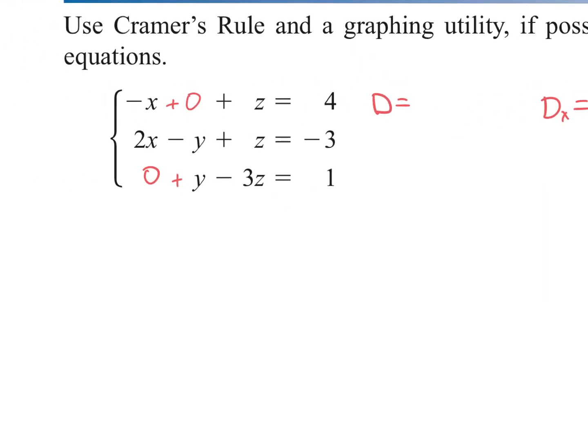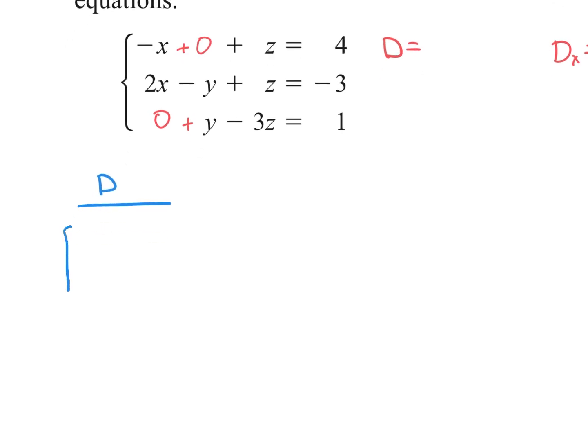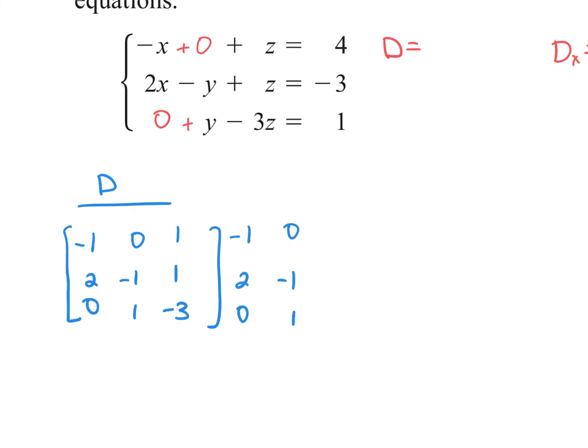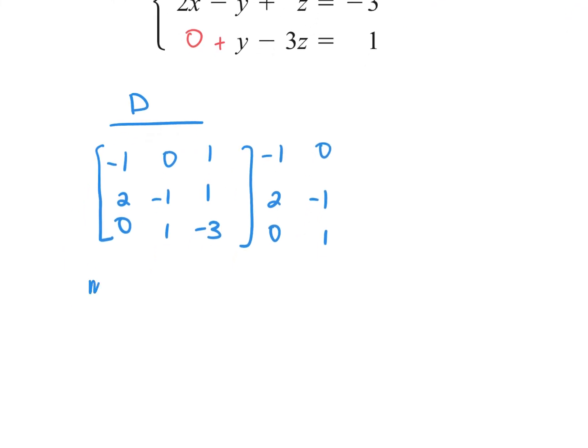So let's do our coefficient matrix first. I'm going to plug in. My first column is going to be -1, 2, and 0, correct? What's my second column? 0, -1, 1. Good. What's the third column? 1, 1, -3. Now, how did we do this on Friday? What do I have to do? I have to recopy the first 2 columns. Good. It's a little different when we have 3. And then it's major minus minor, correct?